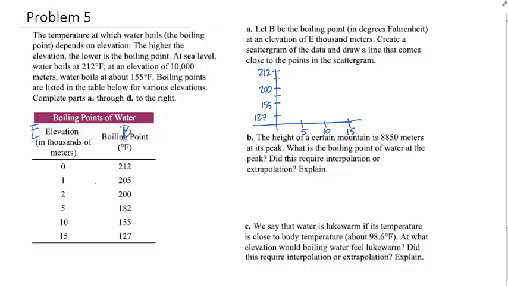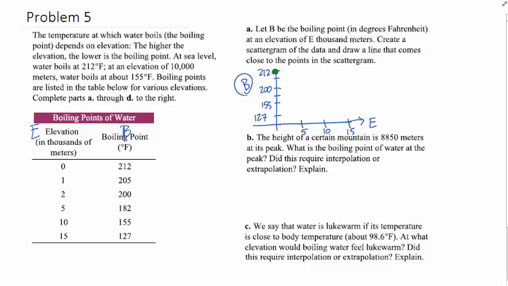So, by the way, this is our boiling point temperature, and this axis is going to be your elevation axis. And then we're going to plot points. I'll plot points in a different color here so that we can see. At 0, we have the boiling point at sea level. We have the boiling point at 212.